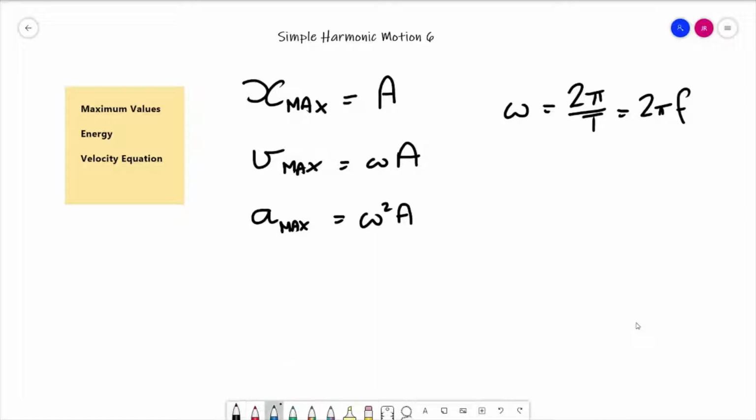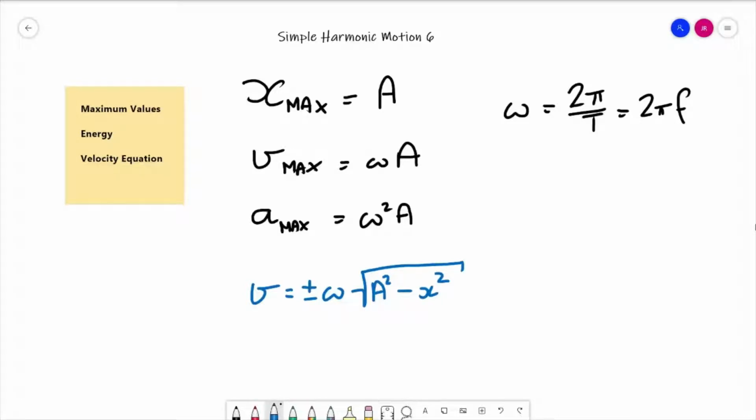After the maximum values, we then looked at energy, and finally in the last lesson we derived the general velocity equation, which was v is plus or minus omega multiplied by the square root of a squared, the amplitude squared, minus the displacement squared.